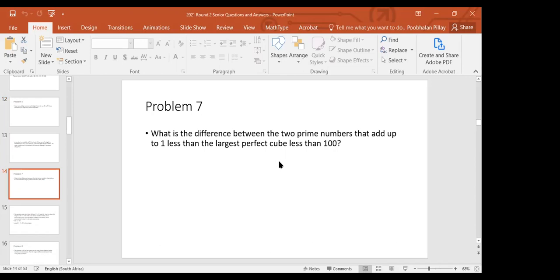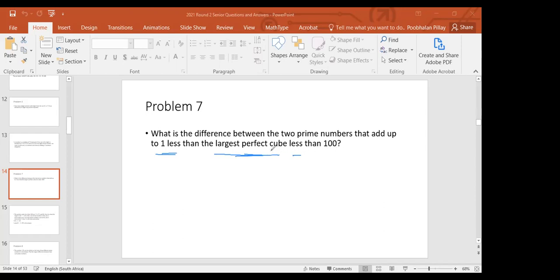Problem 7 says, what is the difference between the 2 prime numbers that add up to 1 less than the largest perfect cube less than 100? And that's quite a mouthful. I want you to interpret this question first. What is the difference between the 2 prime numbers? Okay, just hold on with that a little bit. They add up to 1 less than the largest perfect cube less than 100.